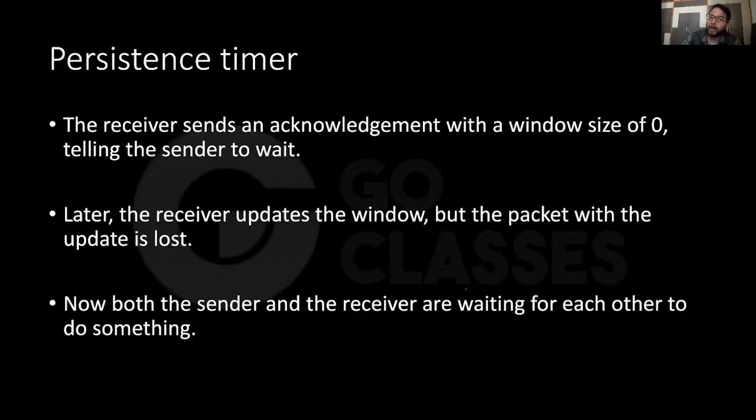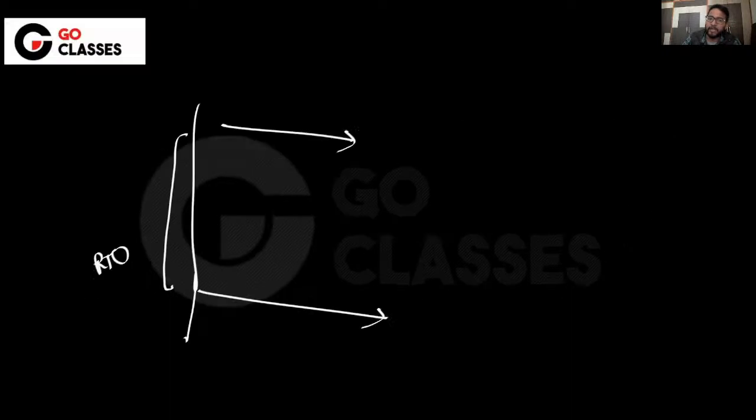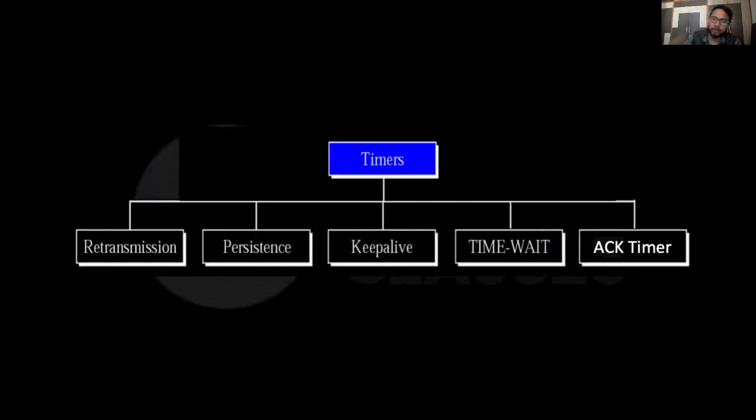Now let's go to another timer, which is the persistent timer. We will come back to the retransmission timer, and how to calculate it, in just a minute. Once I finish all of the definitions, I will come back to retransmission again, because there are ways to calculate it, and for the other timers it is just a definition.